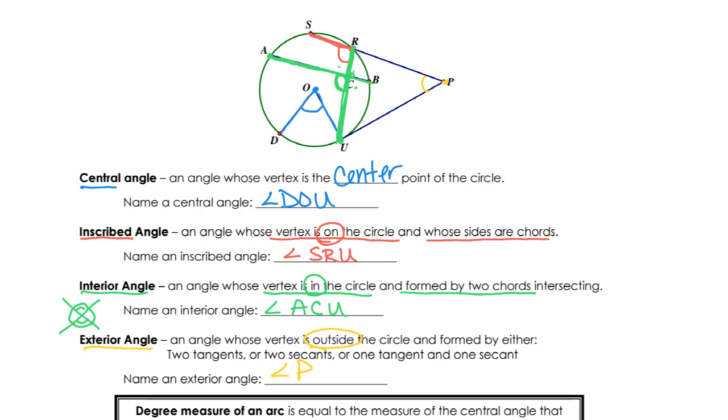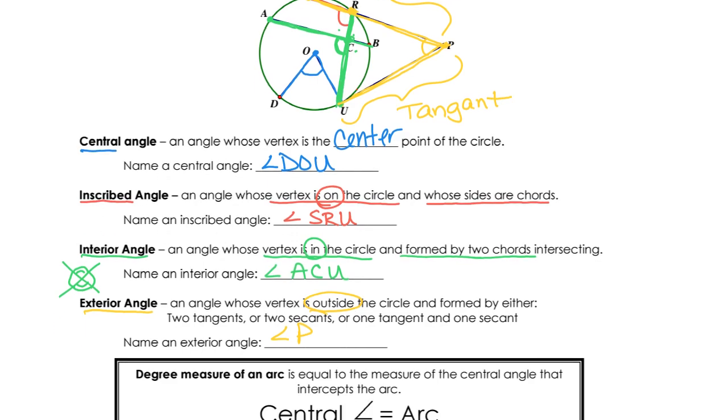But this angle here is formed by this line segment, which is a secant because it touches the circle at a second point. It touches the circle at R, and it also touches at S. And so that's a secant. And the other side of angle P is formed by this segment over here called PU. And notice it just touches the circle at U. And so therefore this would be a tangent. So hopefully that helps.